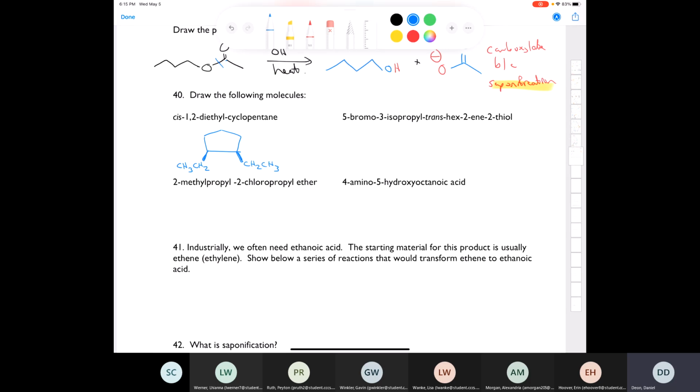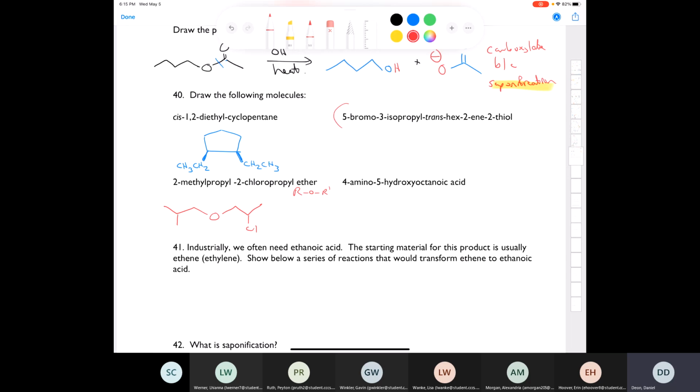What's the next one? Let's go to the one below it. 2-methylpropyl, 2-chloropropyl ether. So look, I've got some kind of ether, right? Remember the ethers, when you have 2 R groups attached to an oxygen. The first one is a 2-methylpropyl. So 1, 2, 3, 2-methylpropyl. The next one is 2-chloropropyl. 1, 2, 3, chloropropyl, like that. There we go. If I go to this one is just crazy.